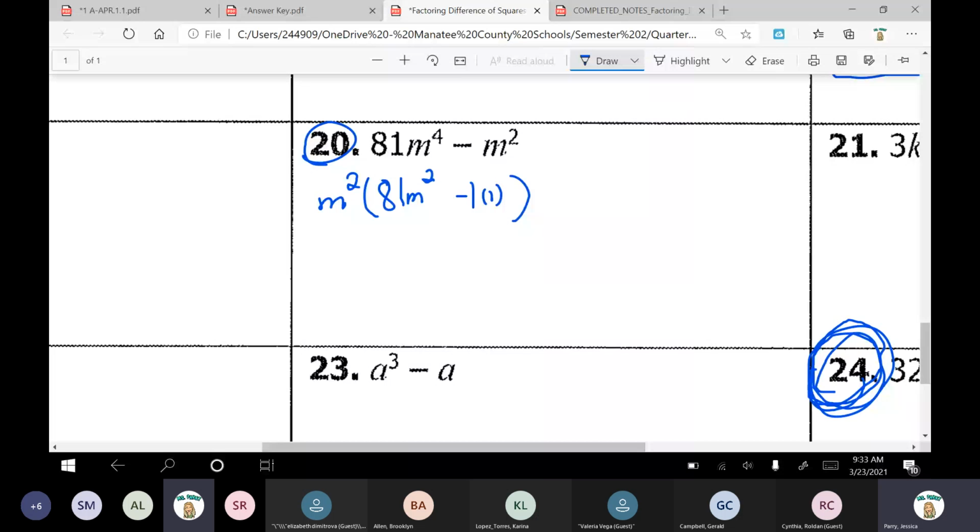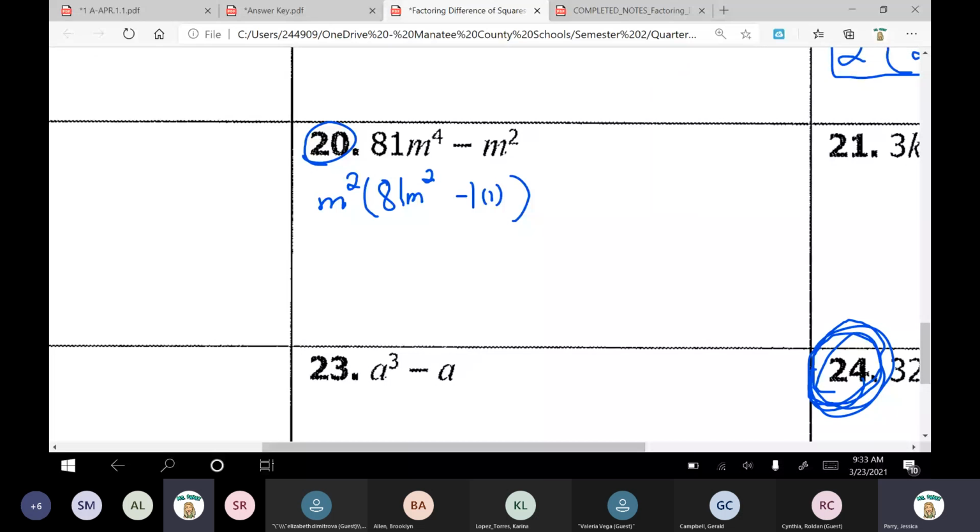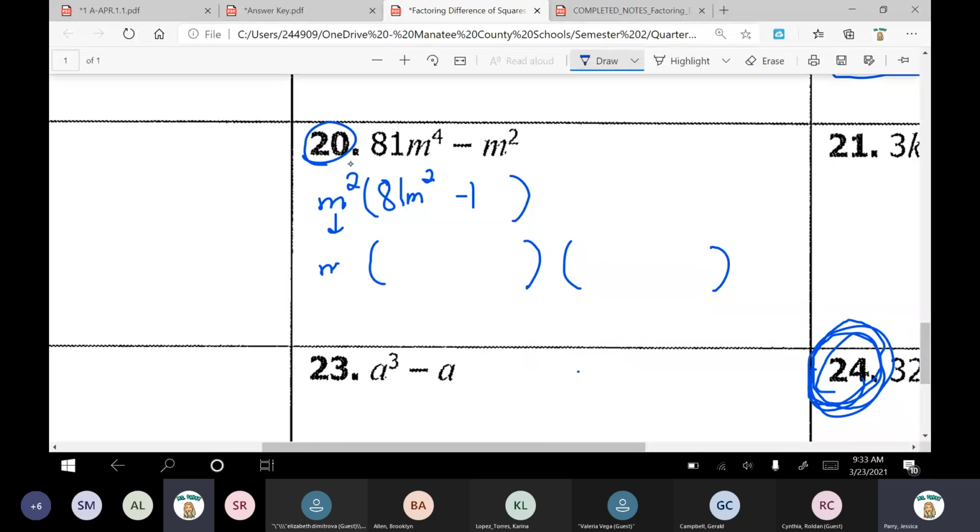Okay, and then we can simplify it even more. Go ahead and multiply. Negative 1 times 1, or anything times 1, is just itself. So I'm going to erase that times 1. Okay, so from here, this is what we're going to factor for number 20. I've got my 2 sets of parentheses. I'm going to bring down this m squared.